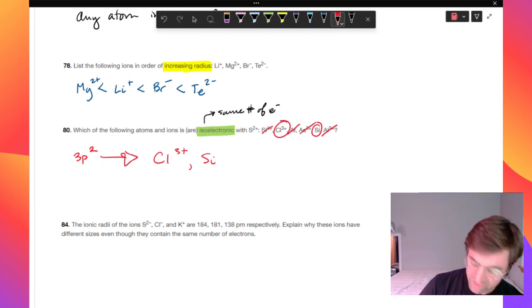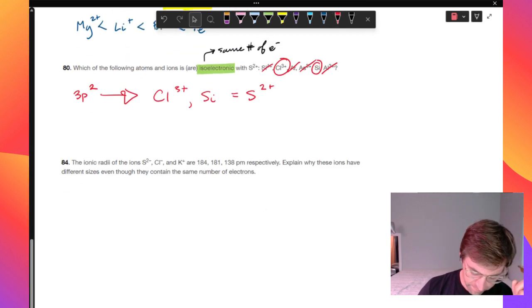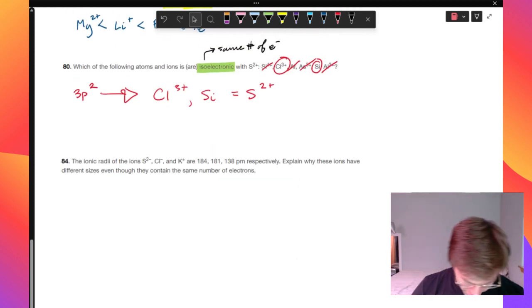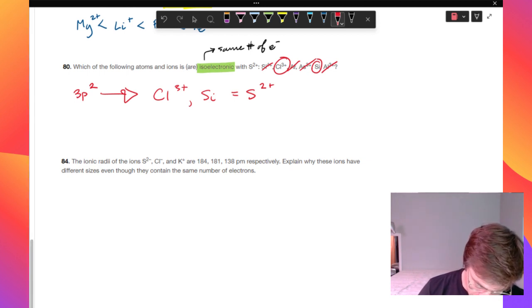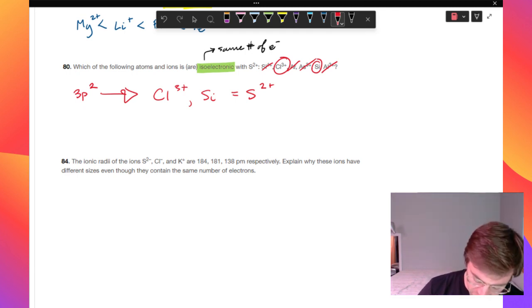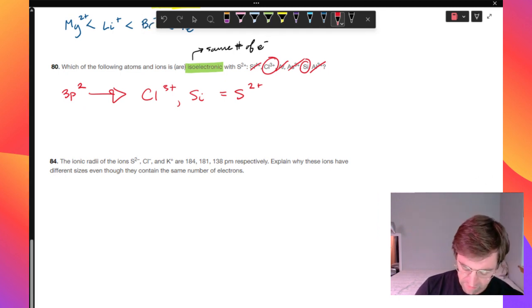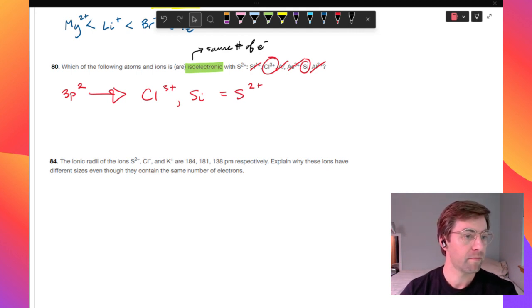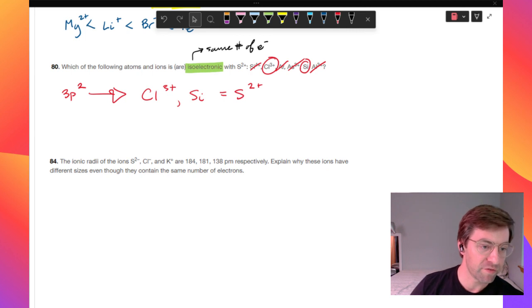So chlorine 3+ cation and silicon in its ground state were, of the options available, isoelectronic with sulfur 2+ cation. All right, last one, I think. The ionic radii of the ions sulfur 2-, chlorine -, and potassium + are 184, 181, and 138 picometers, respectively. Pico is 10 to the negative, what is it? Ten to the negative 12.